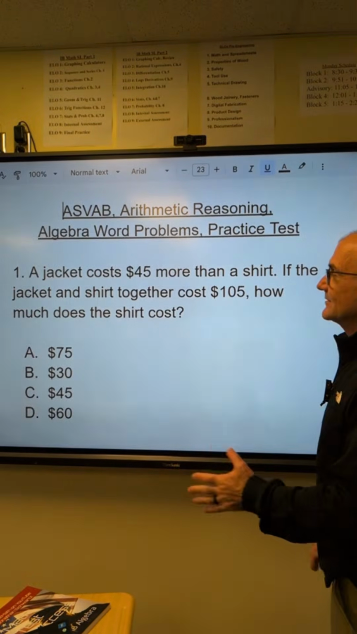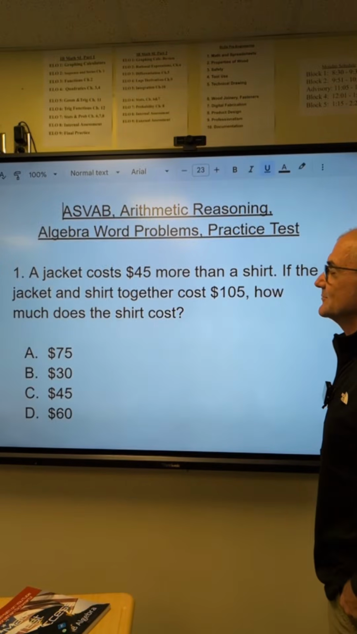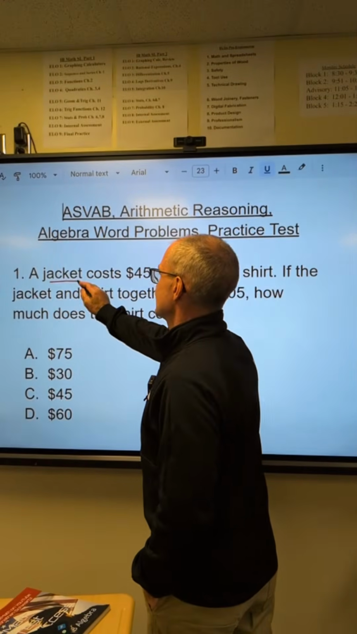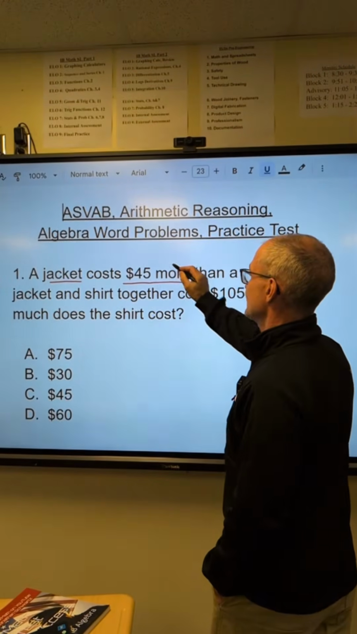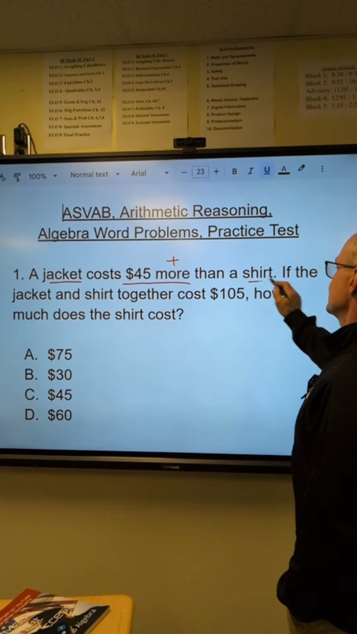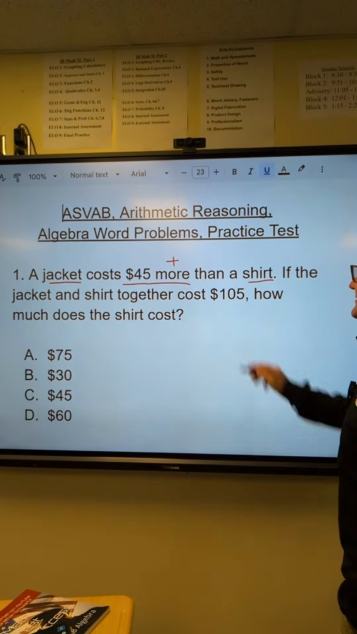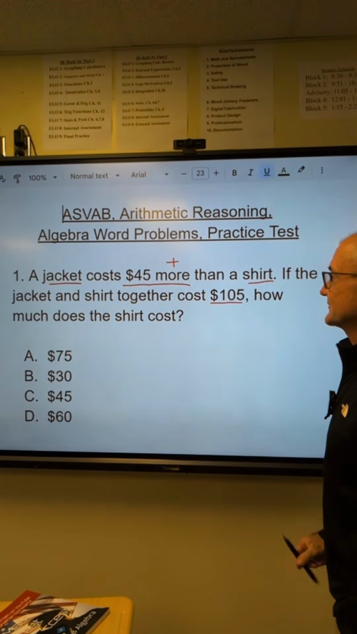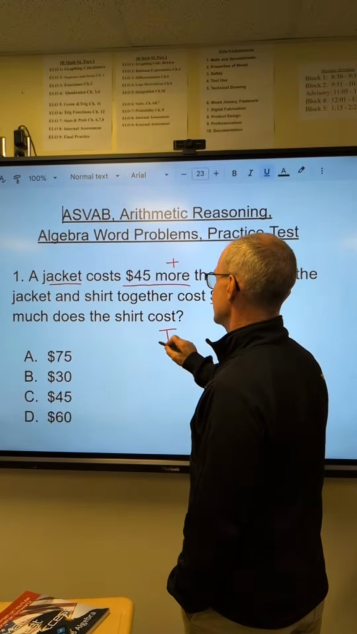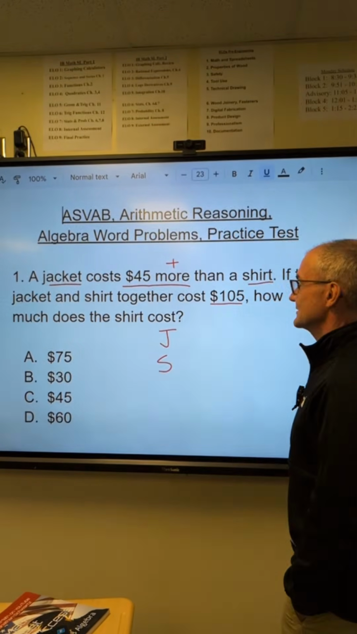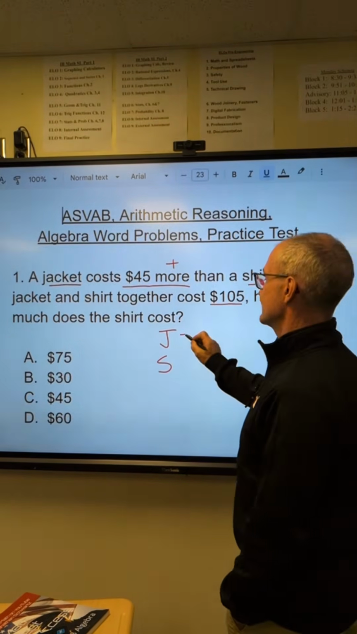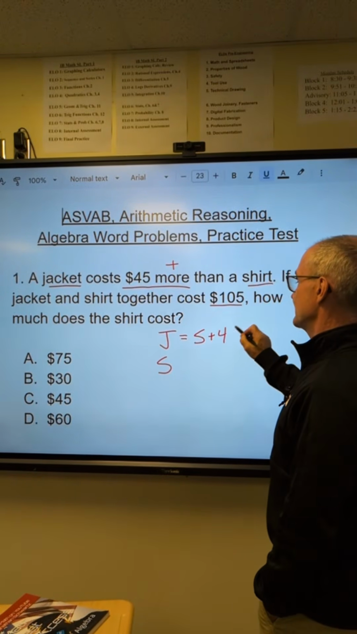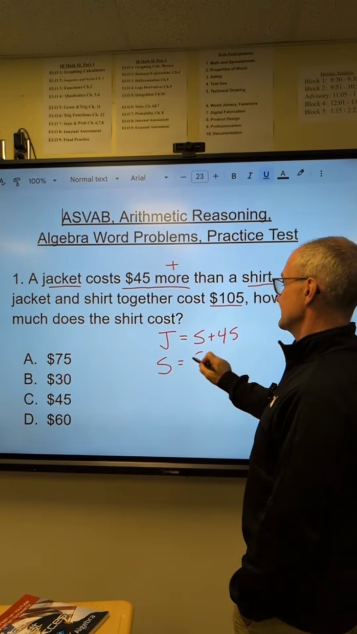The way I would solve this is I always mark up the problem. If you're on the computer, you're taking notes on it. A jacket costs $45 more than a shirt. If the jacket and shirt together cost $105, how much does the shirt cost? Well, I have the price of the jacket and the price of the shirt. I don't know what that is, but I know the price of the jacket is whatever the shirt is plus 45 bucks. The price of the shirt is just S.